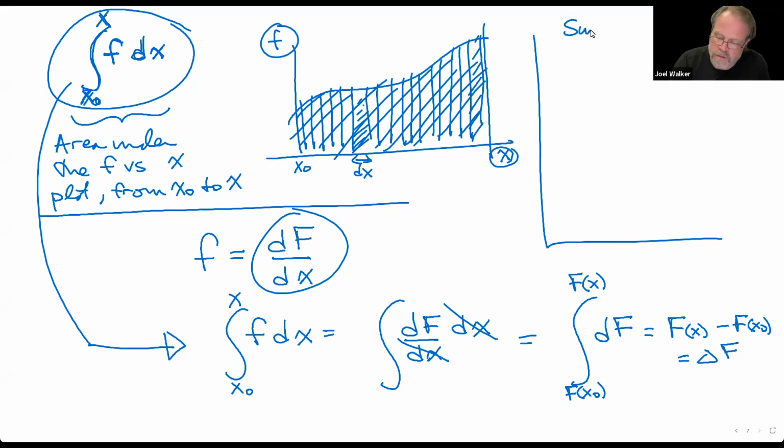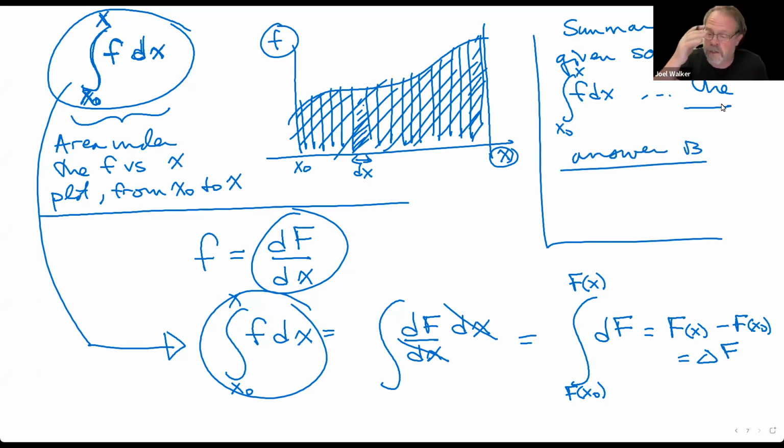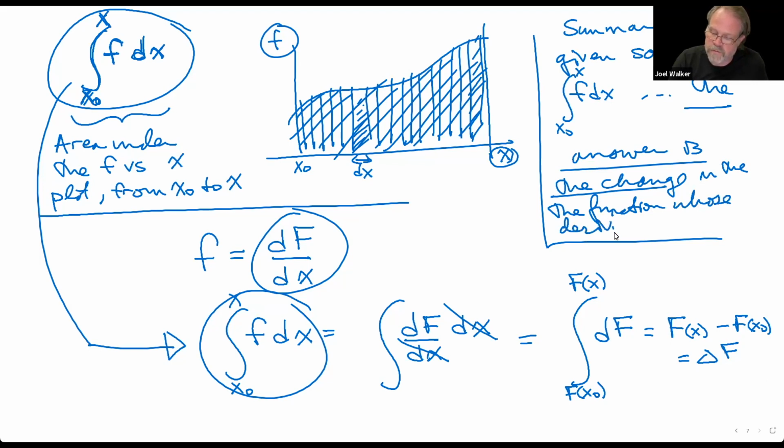Let's not overlook the result, and let's summarize. Given some integration, added up, height function times width interval from initial value to final value, the result of that integration is the change, delta, in the function whose derivative is your integrand. This is called the differential, dx.